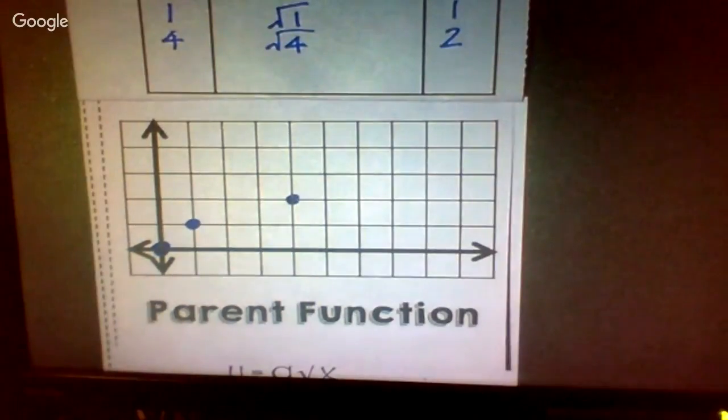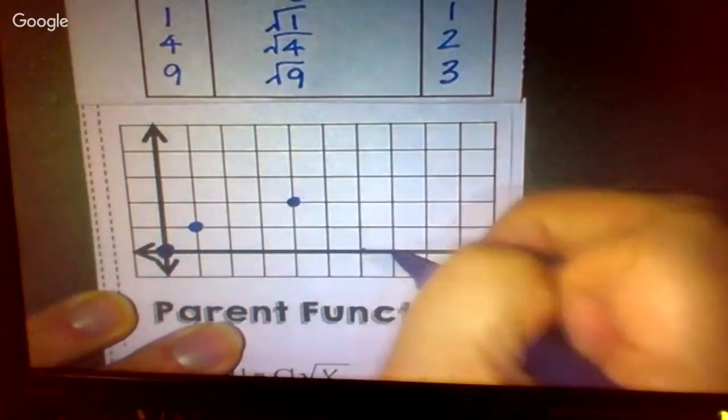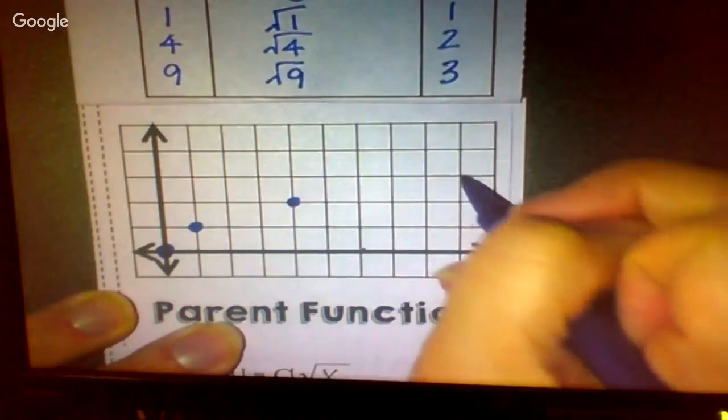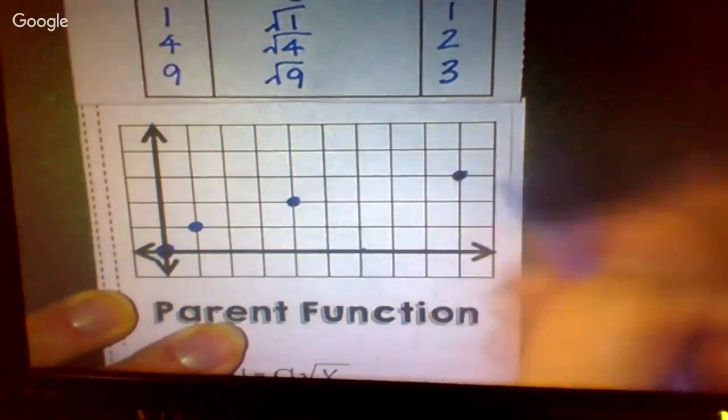What's the next number that I can take the square root of? 9. I can take the square root of 9, and the square root of 9 is 3. So I have a point here.